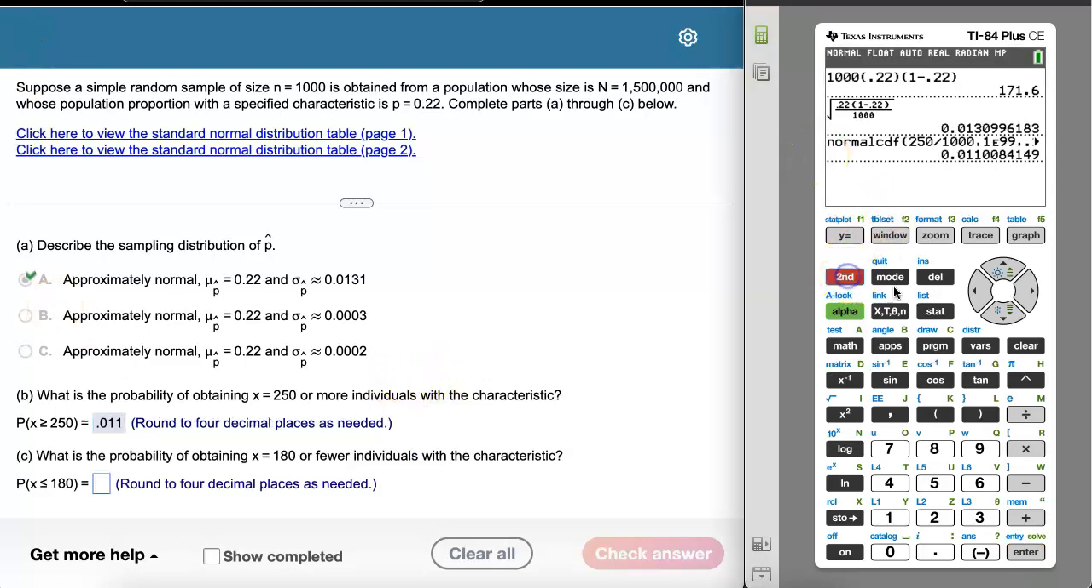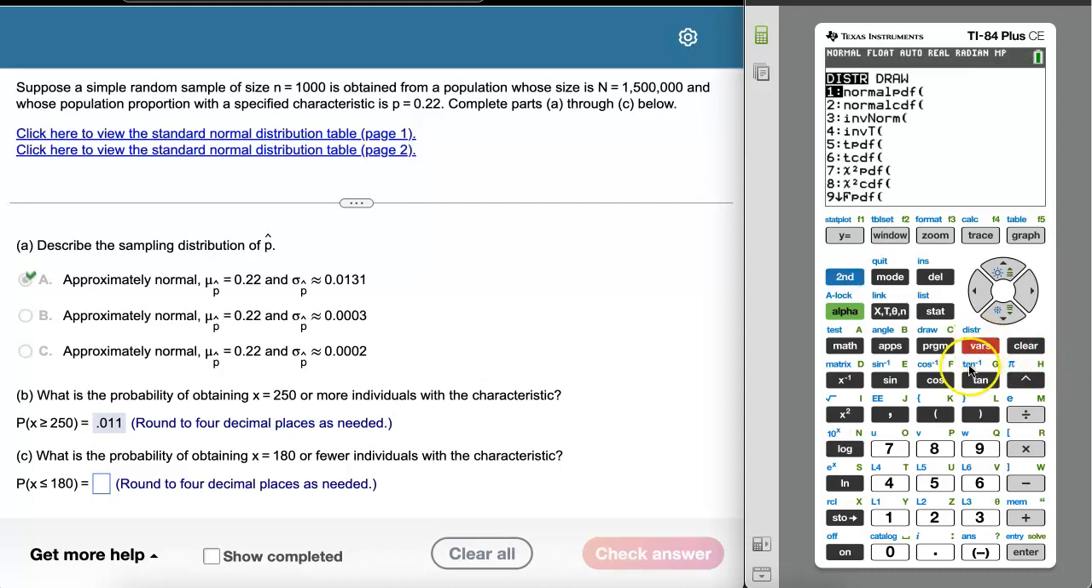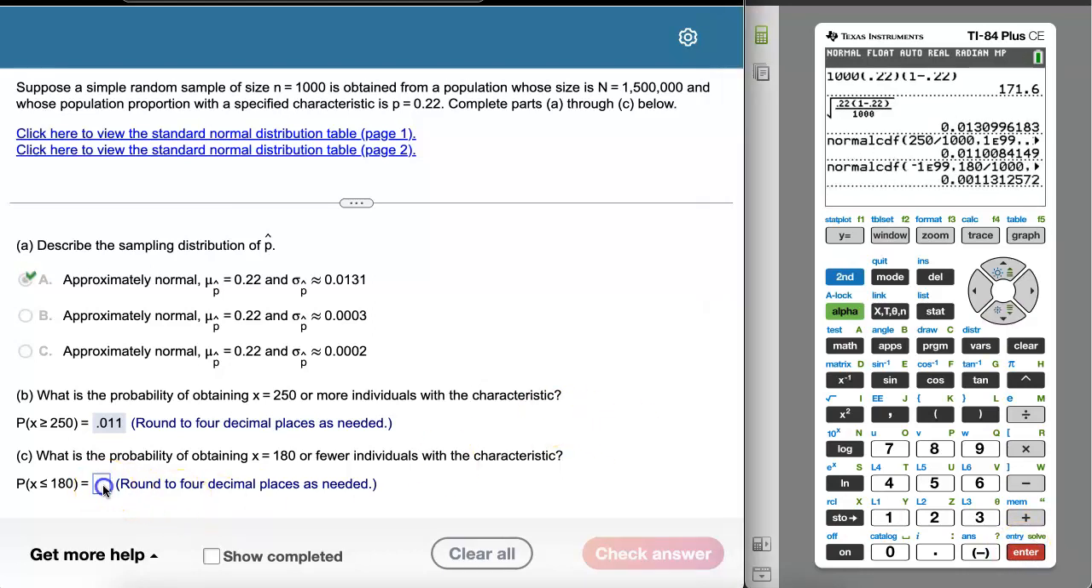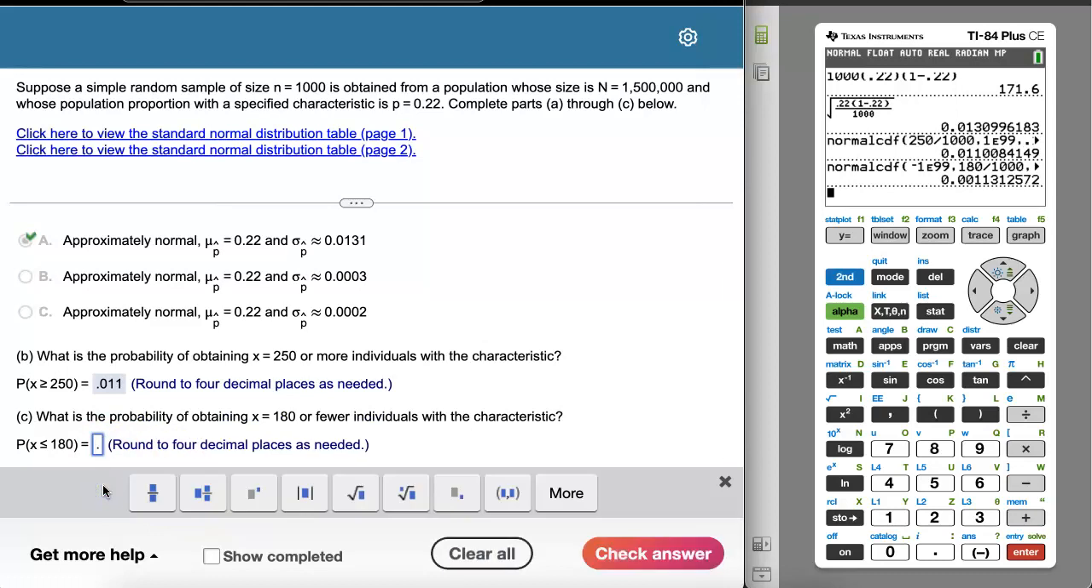So just keep that in mind when you do part C. Again, we're going to use normal CDF. Lower bound this time is negative 1E99 because I'm looking for probability of obtaining 180 or fewer individuals with this characteristic. Just remember, for the upper, it's a proportion, so 180 out of 1,000 have that characteristic. I keep mu and sigma the same, and this is that last probability.